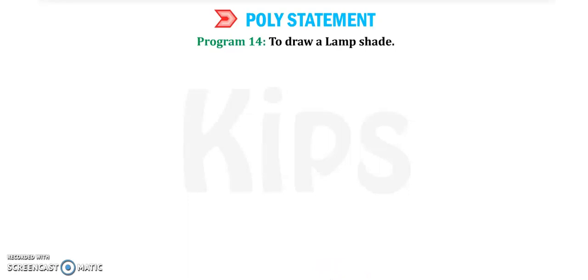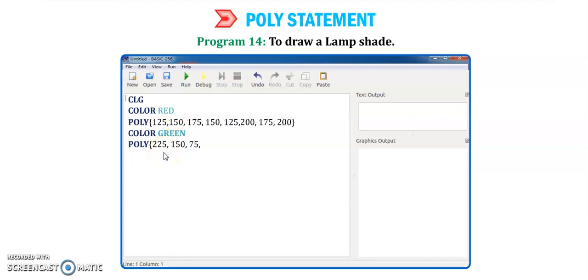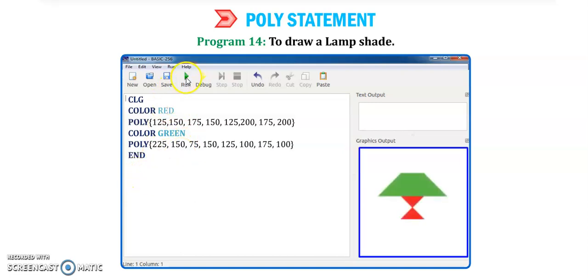Now next is to draw a lamp shade. So color red, then poly, then you write all the values. Then 200, then color green. We are joining two parts of the drawing and making a lamp. Now run, and you can see the output.